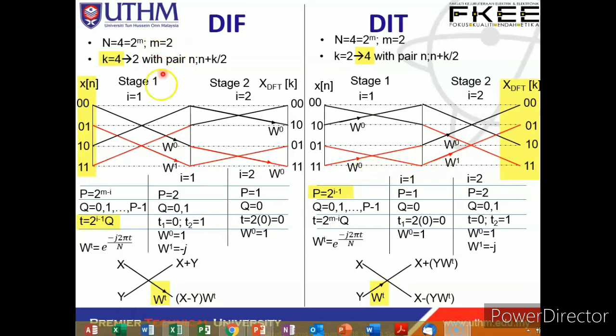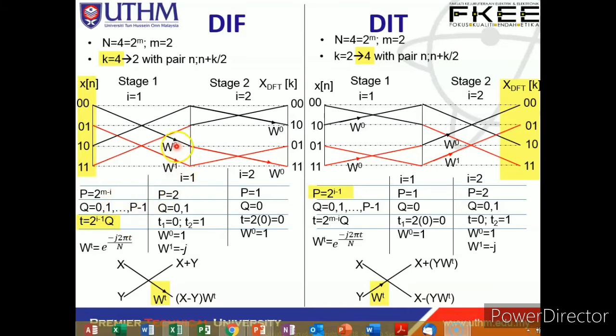Okay, for the stage here, when we calculate the number of stage, M equals 2, we will have 2 stages. If we have number of samples equals 8, 2 to the power of 3, so the stage will be 3. You will divide this part into 3 parts. Alright, so next, how can we calculate the weight by using this equation.